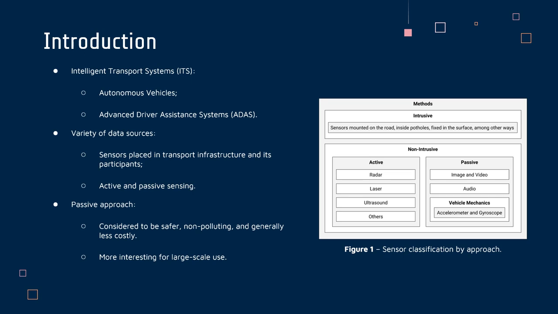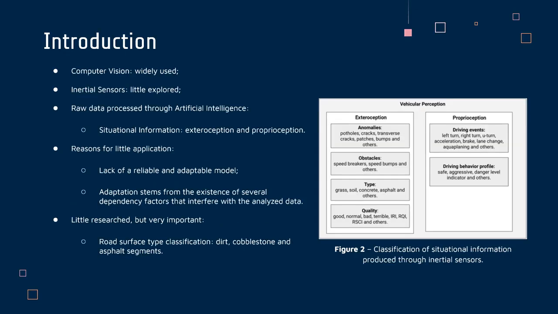These data are collected through active approach sensors, which interact with the environment through the emission of waves to produce their data, and passive approach sensors, which passively sample physical data and images. Thus, passive sensors are considered safe, non-polluting, and lower cost, especially considering a large-scale application. Among the methods with passive sensing, computer vision has been widely researched in recent years.